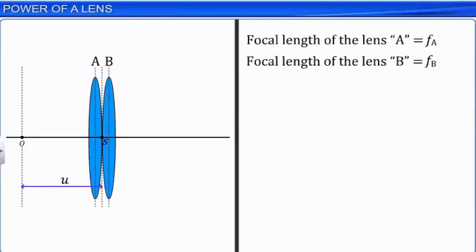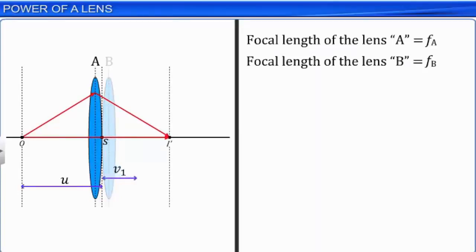If there were only one lens, A, the image of the point object O would have formed at I'. Let the distance of the image be V1. Using the thin lens formula, we can write that 1/FA is equal to 1/V1 minus 1/U. Let this be equation 1. If the presence of the second lens is also considered, the final image will not be formed at I'.